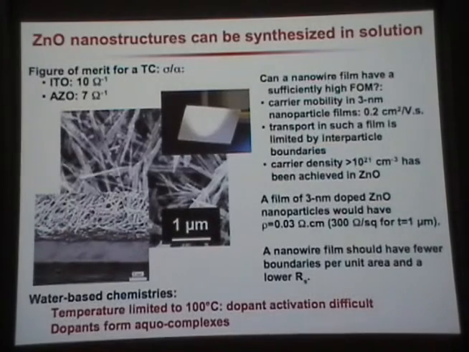It turns out that most of the high conductivities you get when your substrate is heated, so you've got to go to 300 degrees. We don't want to do that. So our approach is, we make zinc oxide nanowires that are doped, and then we sprinkle them on the surface and use that as a transparent conductor.